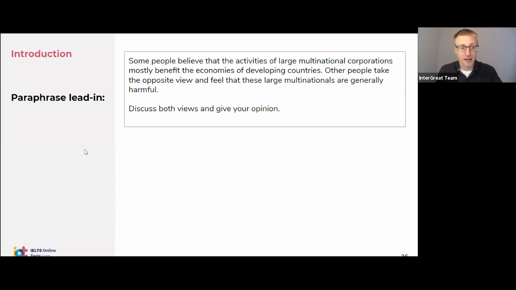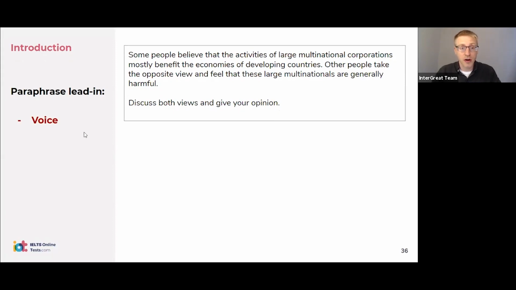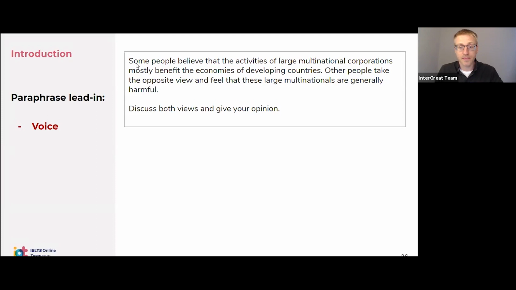Now, there are four main techniques for paraphrasing. One of them is changing the voice, the grammar of the sentence. So, for example, in this statement, it says, some people believe that. This is an active sentence. The people are the subject. They're doing something. They are believing. In academic English, we can make this sentence passive. We'll look at this in a moment.